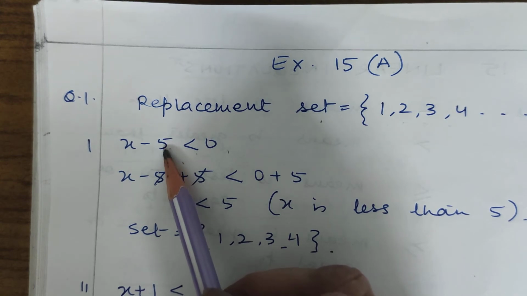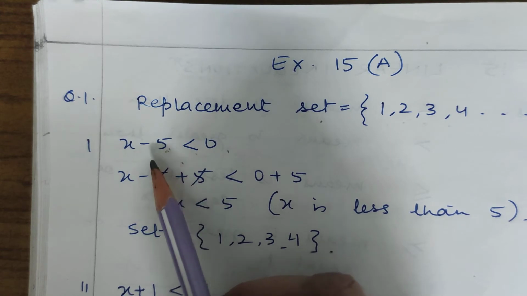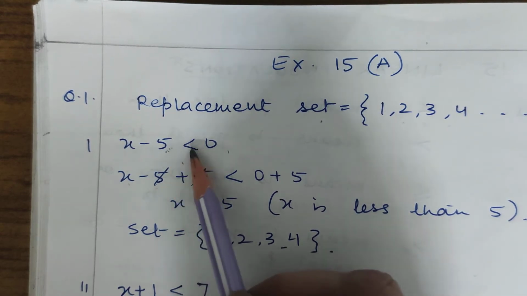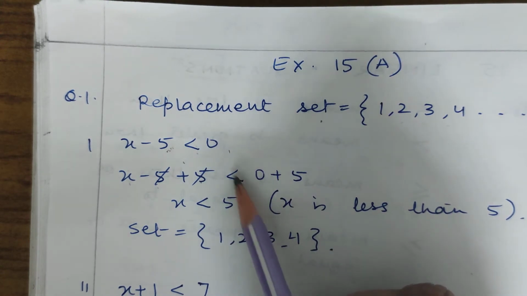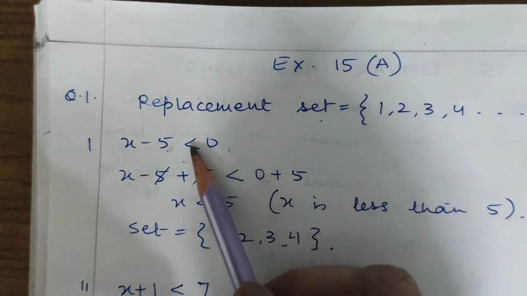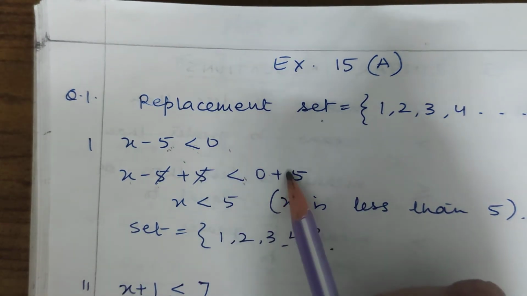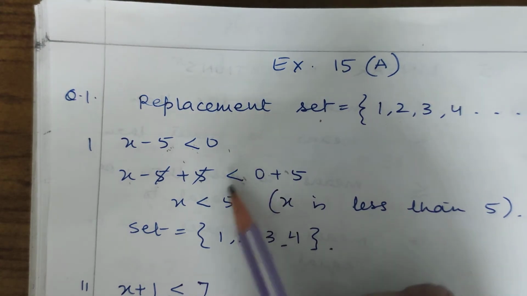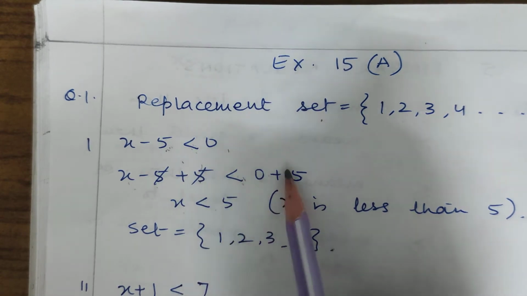Now to remove -5 from this side, I have to add plus 5. So this is x minus 5 plus 5. Since I have added plus 5 on this side, I have to add plus 5 on the other side, so as to balance the equation. Then 0 plus 5. Now this sign is not going to change, because according to the rule, adding a number to both sides does not change the sign. These two cancel out and you get x is less than 5.